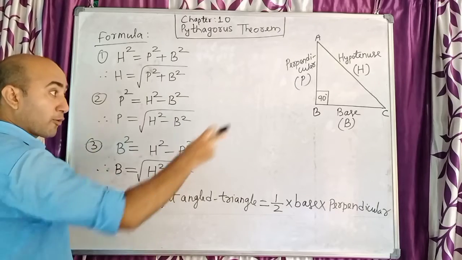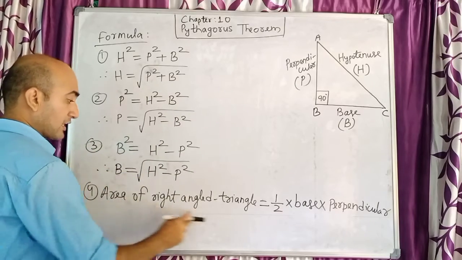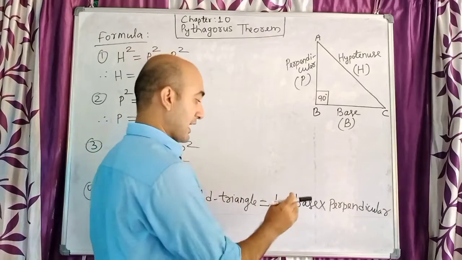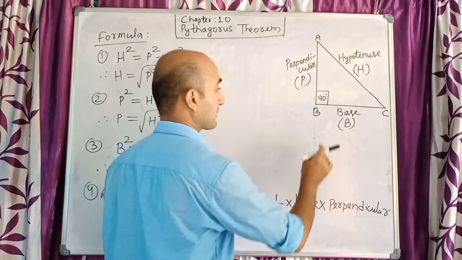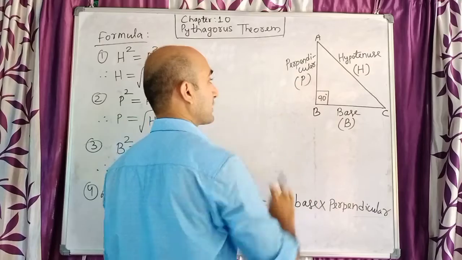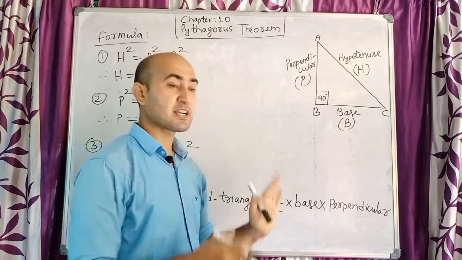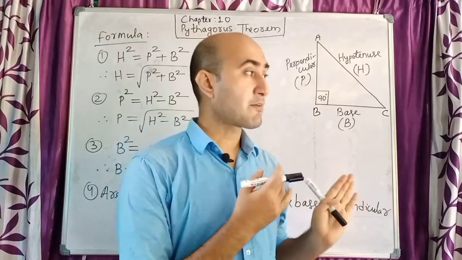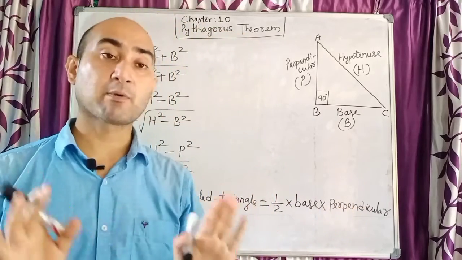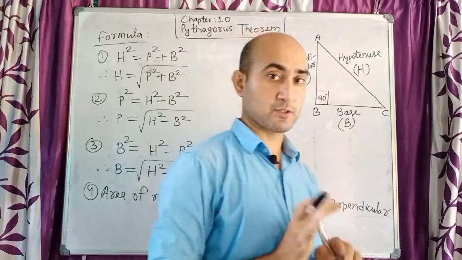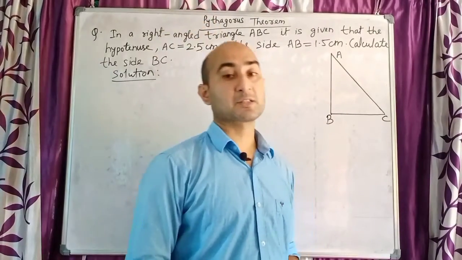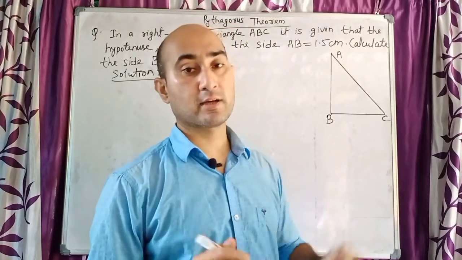And we have the area of a right angle triangle as well. The area of a right angle triangle is half into base into perpendicular. We multiply base and perpendicular, and there is no need of hypotenuse here. So these are the formulas, children. Now I will try to apply these formulas with the help of an example.